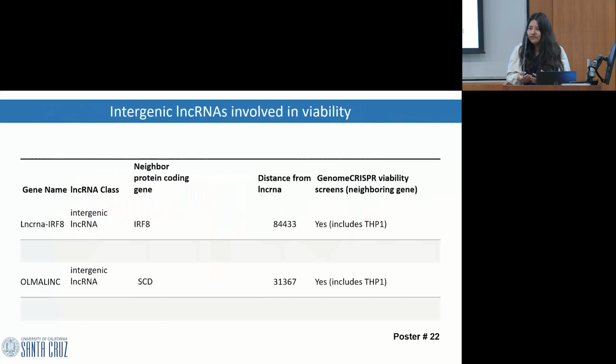From this screen, we have decided to focus on 2 of them, long non-coding RF8 and non-malic, because they neighbor protein coding genes that have been shown to be involved in viability. This is fascinating stuff, and I hope that you stop at my poster number 22 so we can continue this chat.